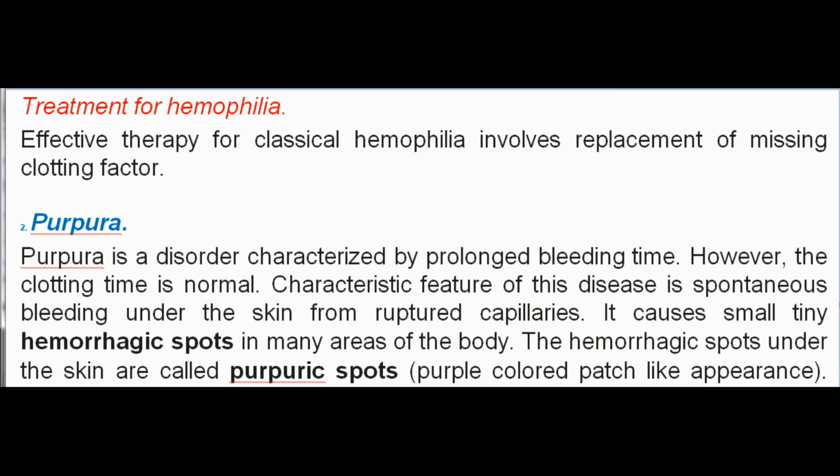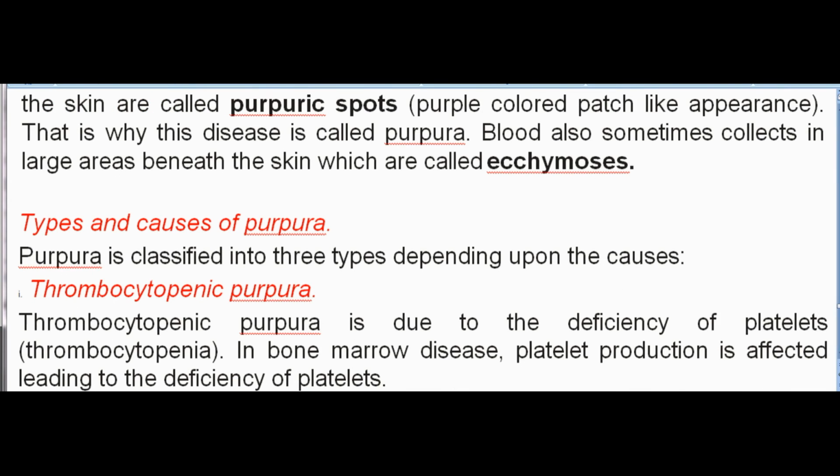Purpura. Purpura is a disorder characterized by prolonged bleeding time. However, the clotting time is normal. Characteristic feature of this disease is spontaneous bleeding under the skin from ruptured capillaries. It causes small tiny hemorrhagic spots in many areas of the body. The hemorrhagic spots under the skin are called purpuric spots, purple-colored patch-like appearance. That is why this disease is called purpura. Blood also sometimes collects in large areas beneath the skin which are called ecchymoses.